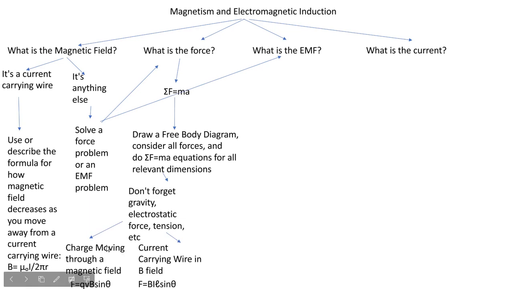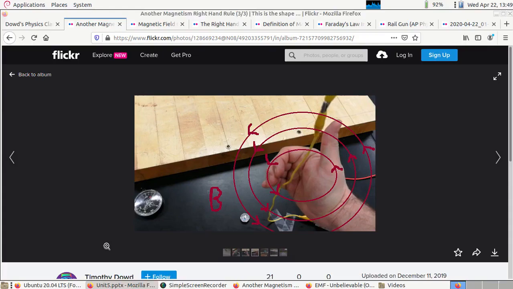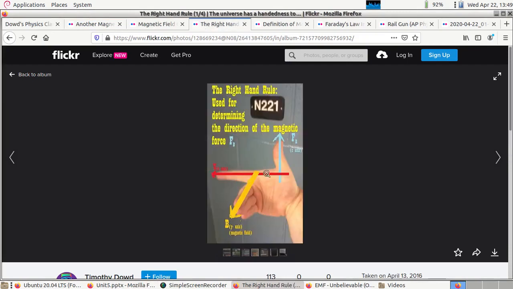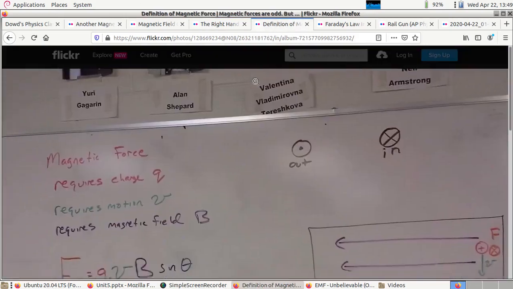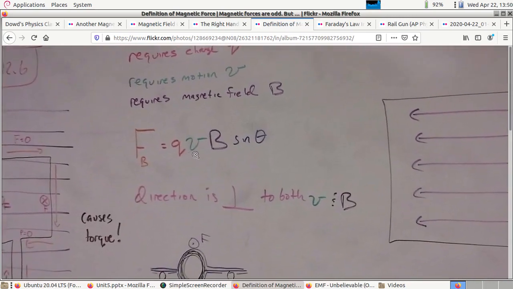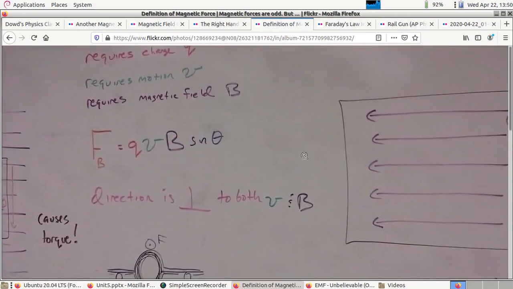If it's a charge moving through a magnetic field, you can figure out the direction of the force by pointing your index finger in the direction the charge is moving, curling your fingers in the direction of the magnetic field. The force will be in the direction of your thumb. And that's when you use this equation. FB is QVB sine theta.